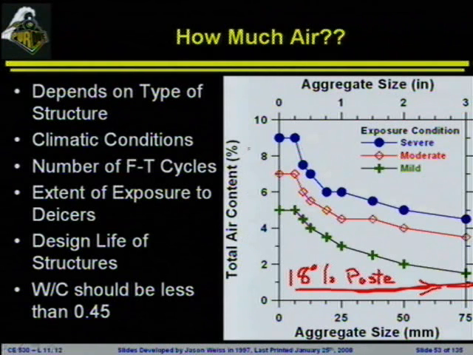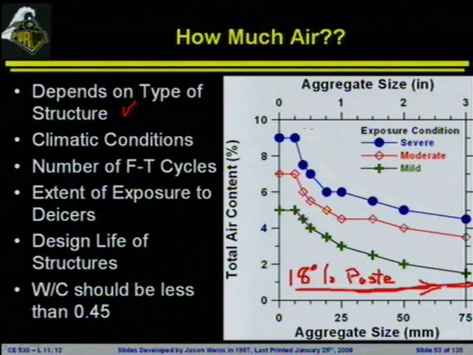Now you will notice that these numbers are much, much lower. These numbers represent the volume of air that's inside of the overall system, inside of the total system of our concrete. How much air depends upon the type of the structure. It's going to depend a little bit on the climatic conditions. In Florida, you wouldn't expect to have as much freezing and thawing as you may have in Indiana. You may have something very different in some other place.